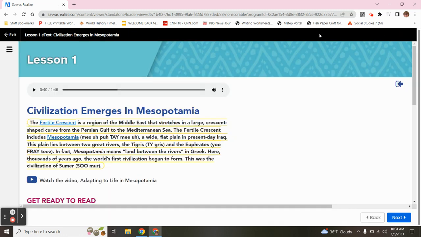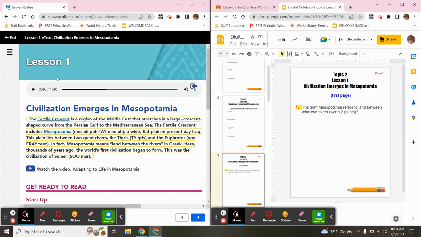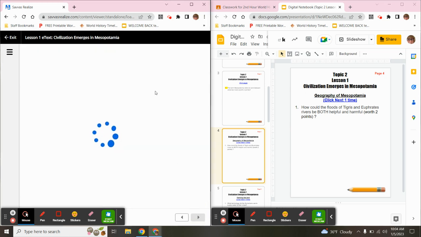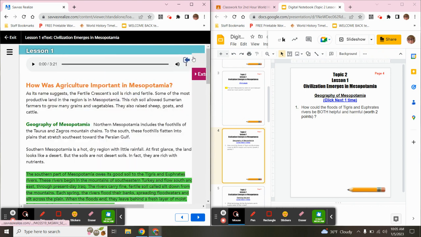All right, let's move on. I am actually going to put the digital textbook on the left. I forgot to do that to start off so that if you are using my video and you need to shrink it, you can still see this e-text. So let's move on to page 4 of your digital notebook and click next one time in the e-text. Once this black highlights and annotation bar leaves, I will be able to get rid of this wall that's covering my text. And let's begin.